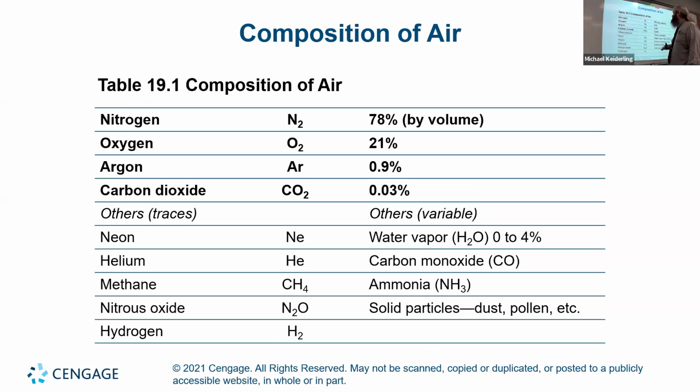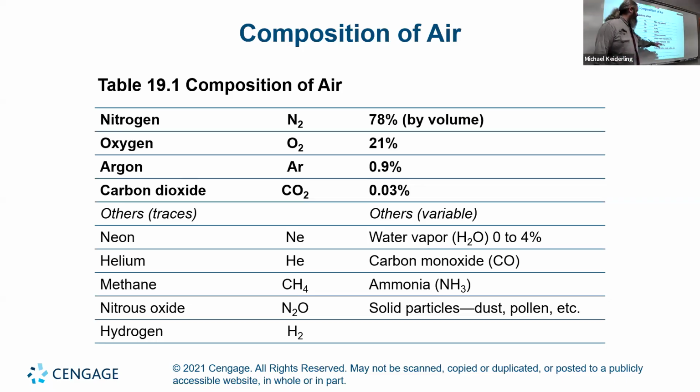So nitrogen is about 78%, oxygen 21%, that's N2 and O2. Argon is 0.09%. CO2, 0.03%. There are trace amounts of neon, helium, methane, nitrous oxide, and hydrogen. And then there are variable amounts of water vapor, which can vary from 0 to 4%, carbon monoxide, ammonia, and solid particles like dust or pollen, etc.